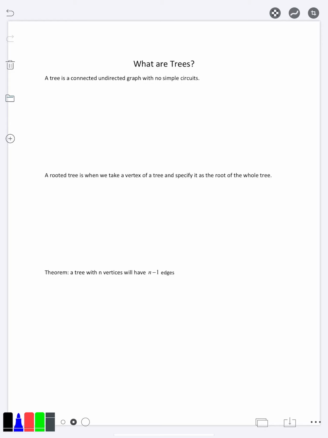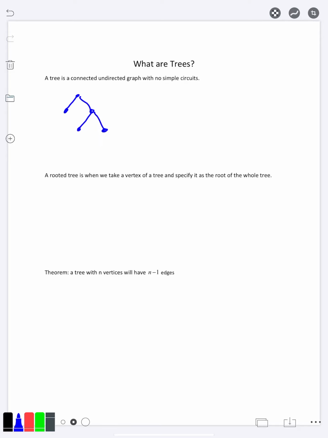This video will introduce the concept of a tree, which is a special type of graph. So the definition here is that a tree is a connected, undirected graph with no simple circuits. An example of a tree might look something like the following.